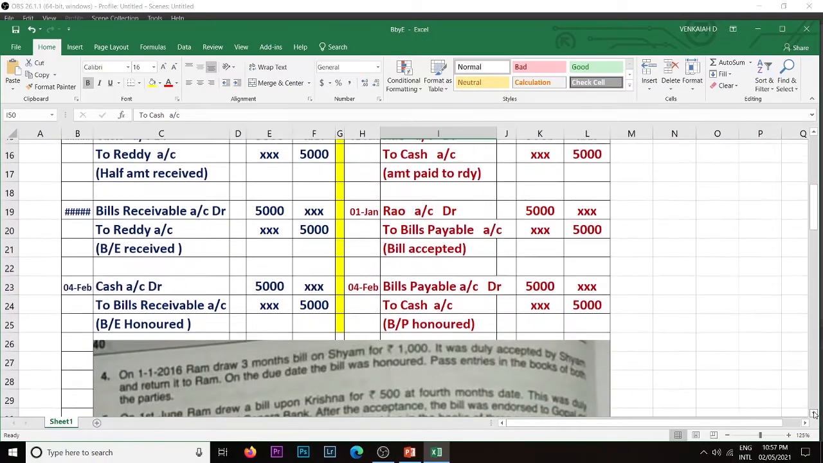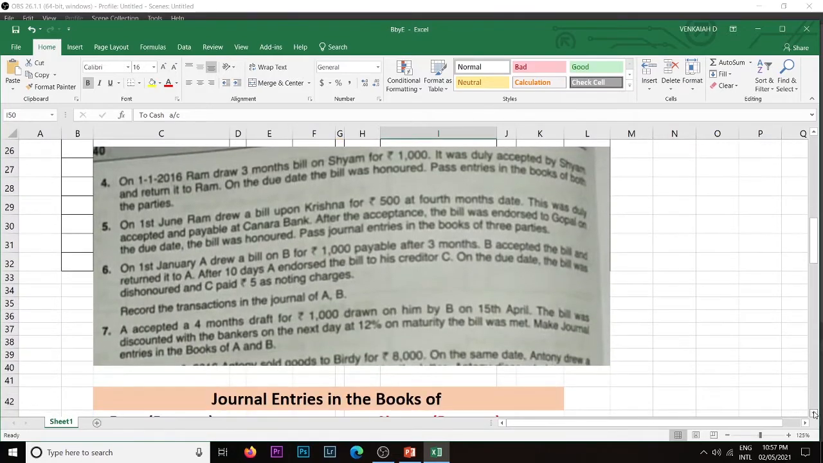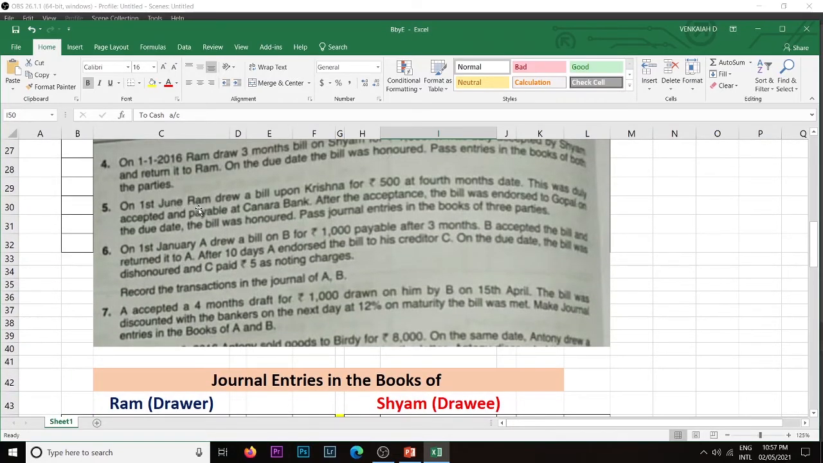Then coming to problem number 5. On 1st June, Ram drew a bill upon Krishna for 500 at 4 months' date. The date of the bill is 1st June. Ram is the drawer and Krishna is the drawee or acceptor. Rupees 500 is the bill amount. The duration of the bill is 4 months. This was duly accepted and payable at Canara Bank.